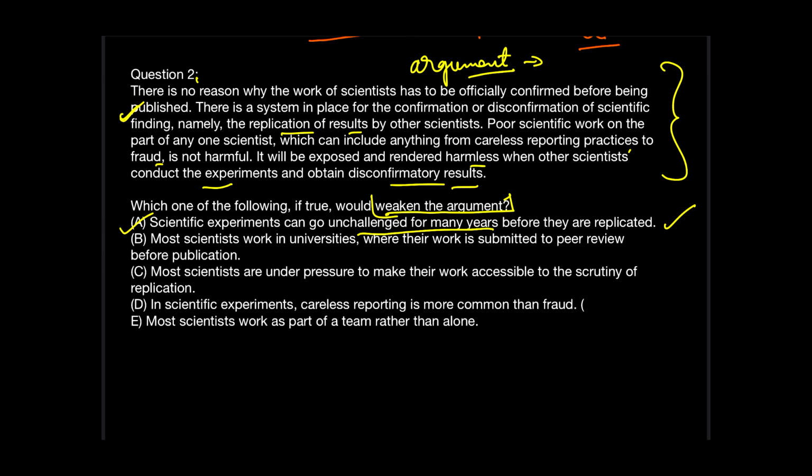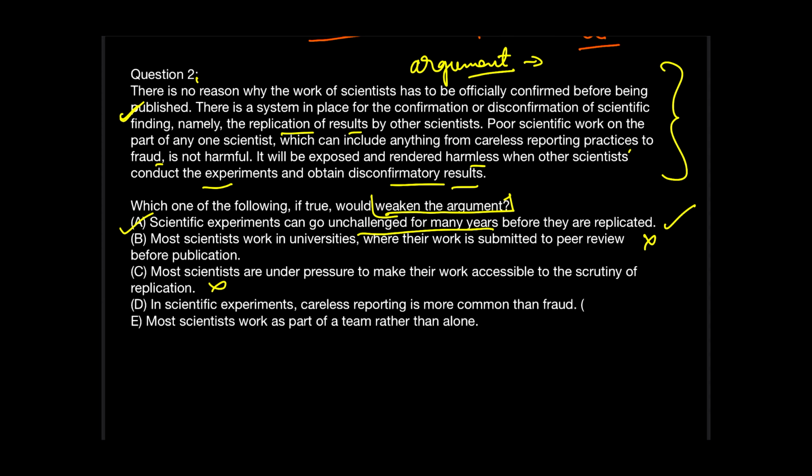Most scientists work in the universities where the work is submitted to peer review before publication. Now, don't you think this is the same thing which has been stated earlier as well? It has been stated earlier that the scientists are working and their peer scientists are trying to replicate the data. So this is the same information, so it is of course supporting the argument. No point of mistake here. This will not be my answer. Most scientists are under pressure to make their work accessible to the scrutiny of replication is again a statement which is supporting the argument above.